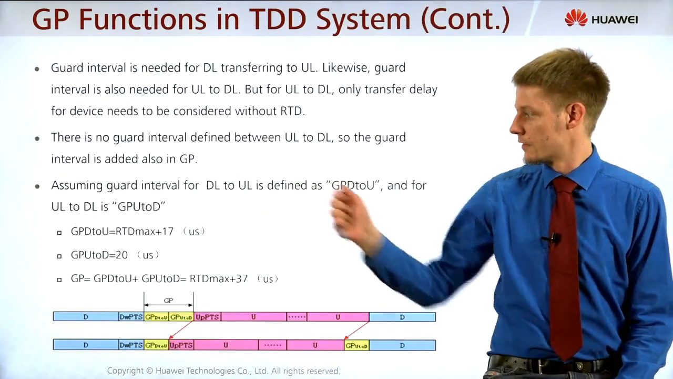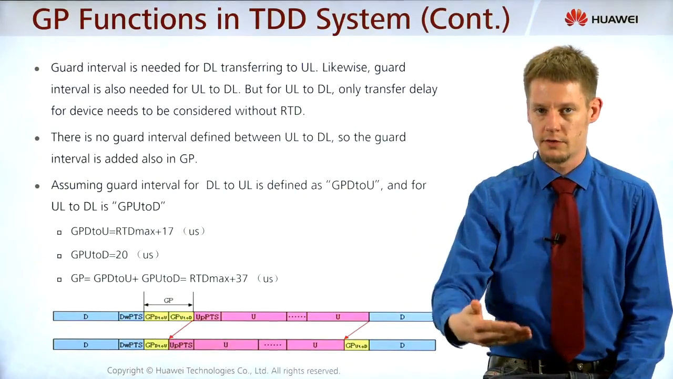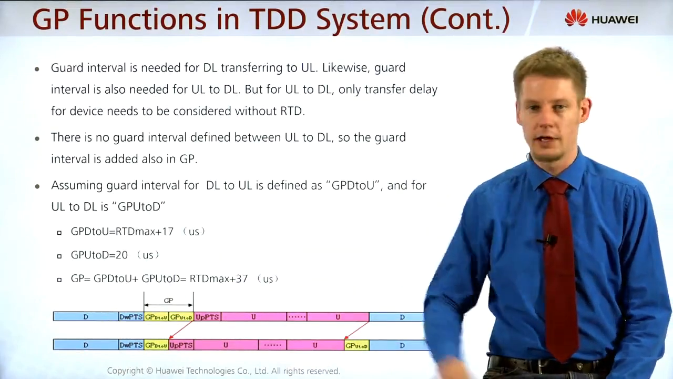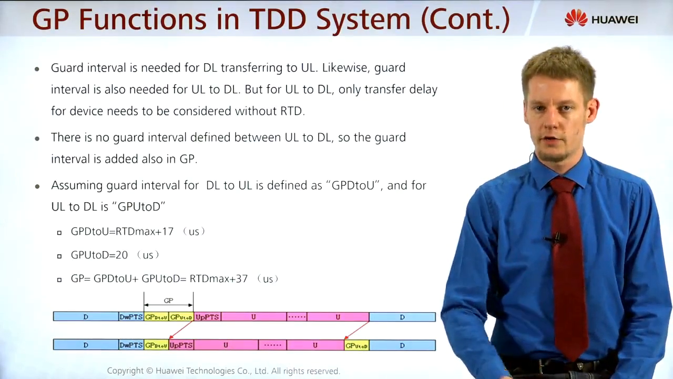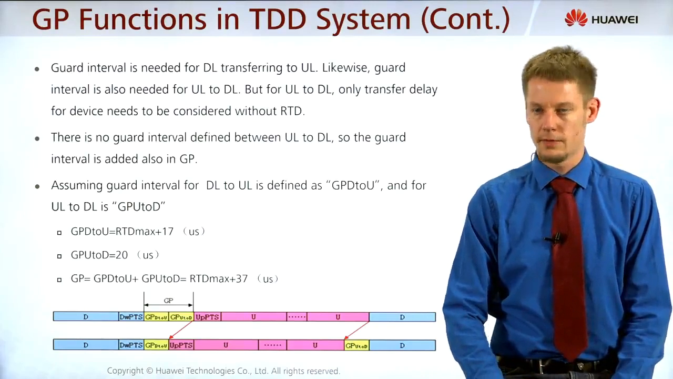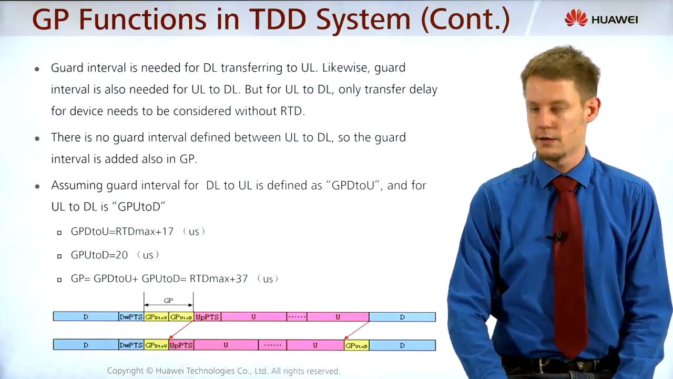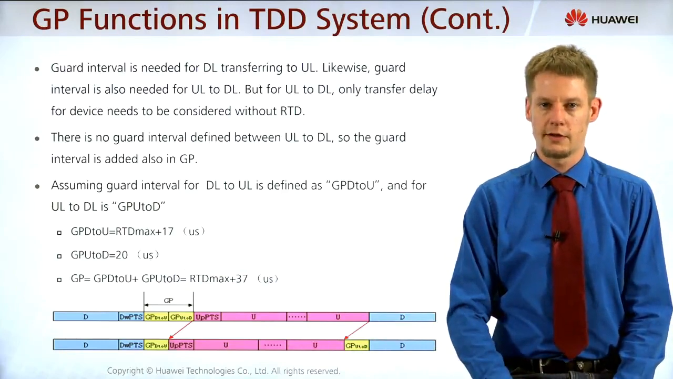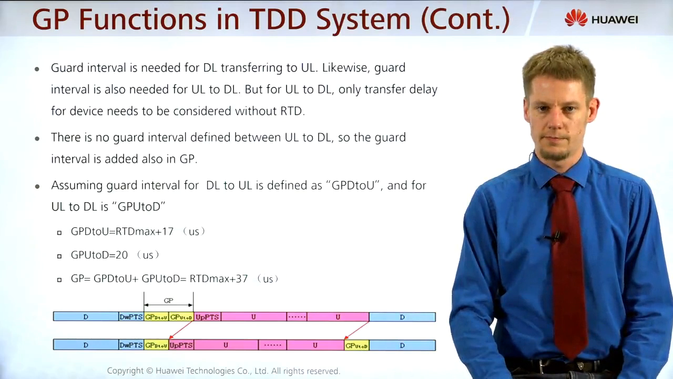If we see this in formulas, then we can say for a transition from downlink to uplink, we have to reflect the round-trip delay, the maximum round-trip delay, plus 17 microseconds. The other way around, when we switch from uplink to downlink, we have no need to have the round-trip delay reflected, but we should have 17 or a few more, so 20 microseconds, for the switching within our user equipment. The guard period is not necessary for uplink to downlink transition.